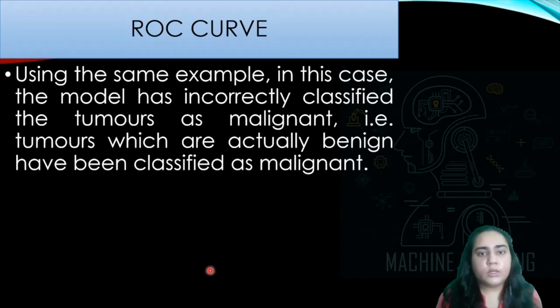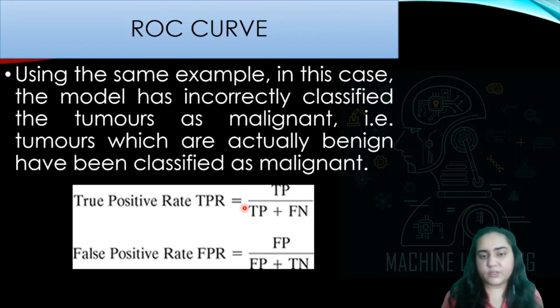Now, using the same example, if you consider the example of tumors, malignant and benign, then a true positive would be where the tumor is actually malignant and the model also said it is malignant. And a false positive would be where the tumor is not malignant, but the model said it is malignant.